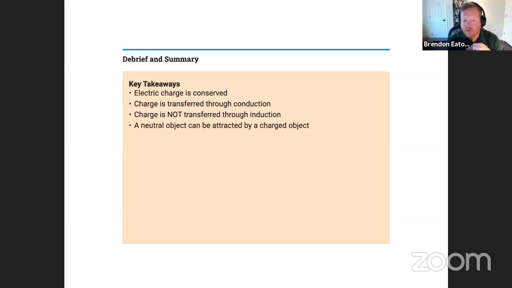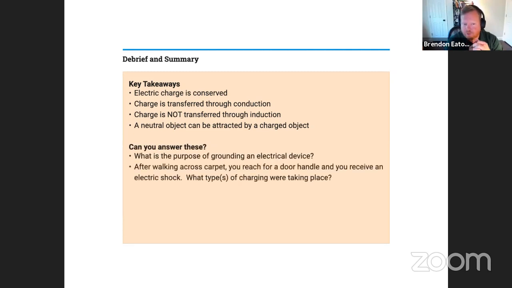And can you answer these questions? What is the purpose of grounding an electrical device? After walking across carpet, you reach for a door handle and receive a little bit of an electric shock. What types of charging were taking place during that process? And why does lightning strike? It's a broad question.